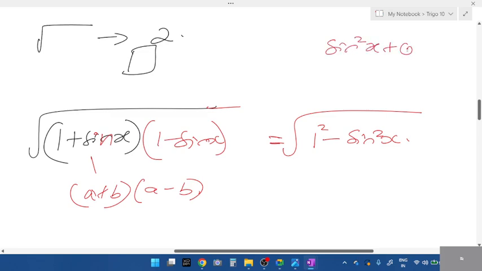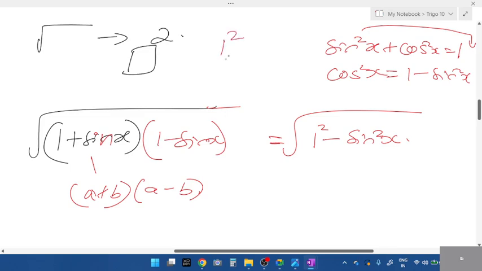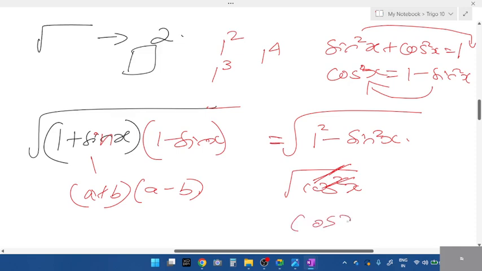Sin square x plus cos square x is equal to 1. If we shift this, it becomes 1 minus sin square x. 1 is a perfect square number, student. It's a perfect square and a perfect cube. Remember that. If it is 1, I can write it as 1 square, 1 cube, 1 to the power of 4. You can write however you want. It is going to be 1. So in place of 1 minus sin square x, I can replace cos square x. Now you can eliminate, cancel it. After cancelling, you get cos x. This is the concept. Is it clear?